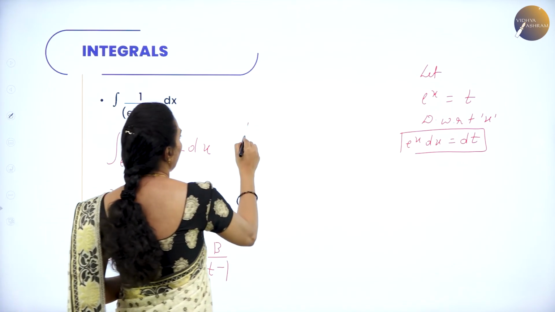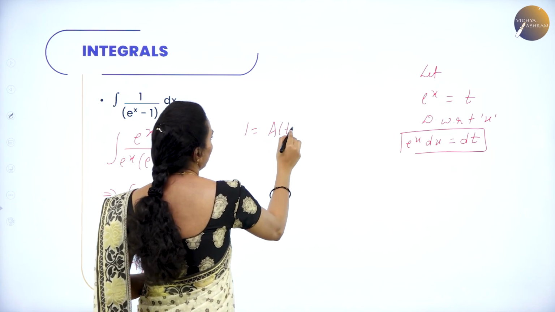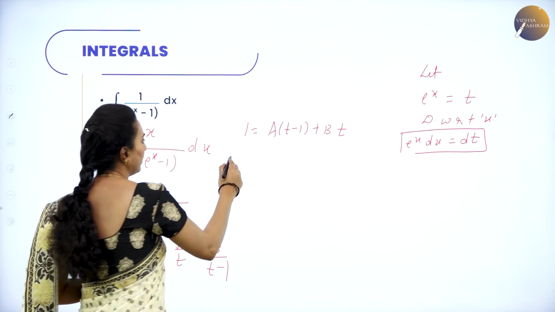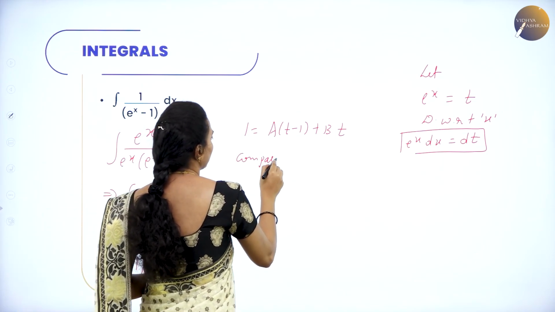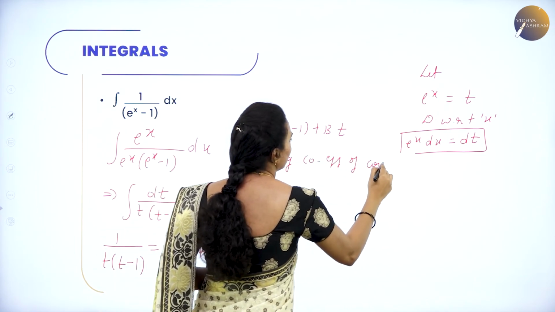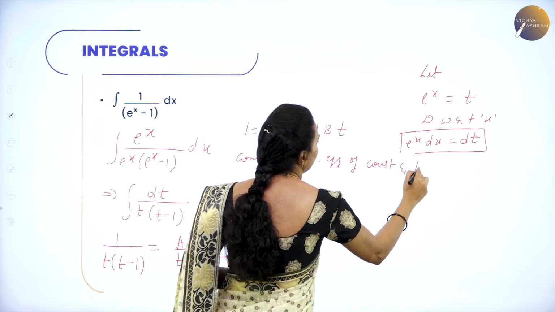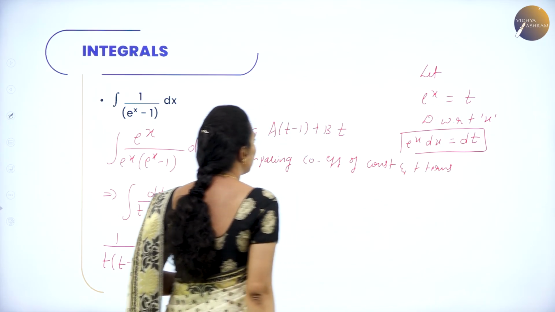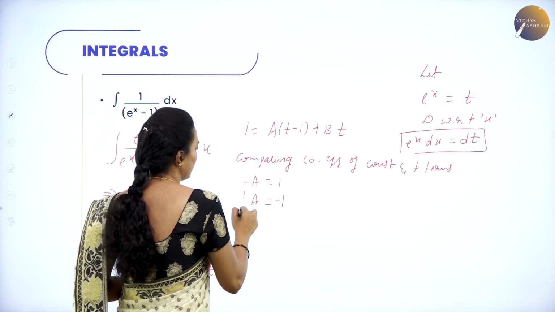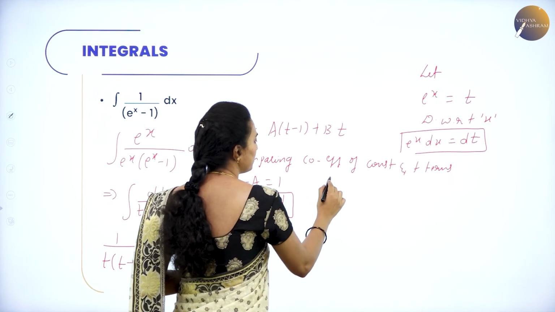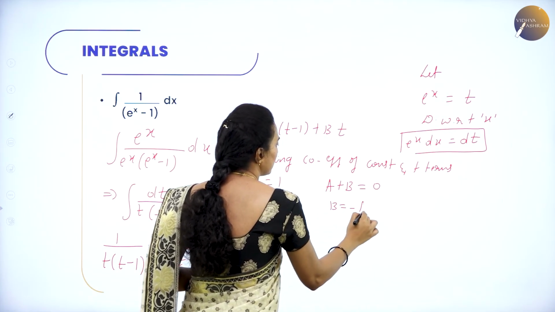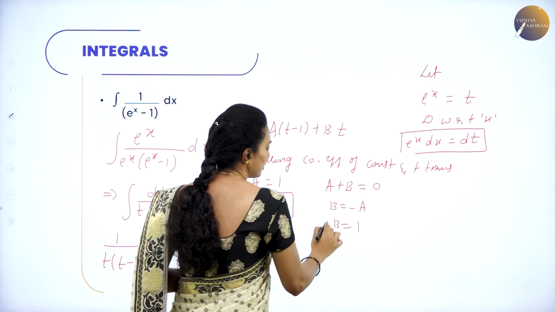Multiplying throughout, you are getting 1 is equal to a into t minus 1 plus b into t. Now comparing the coefficient of constant and t terms. Constant is nothing but only minus a, so minus a is equal to 1, or a is equal to minus 1. Coefficient of t is a into t plus b into t, so a plus b is equal to 0, or b is equal to minus a, or b is equal to minus of minus 1, which is plus 1.